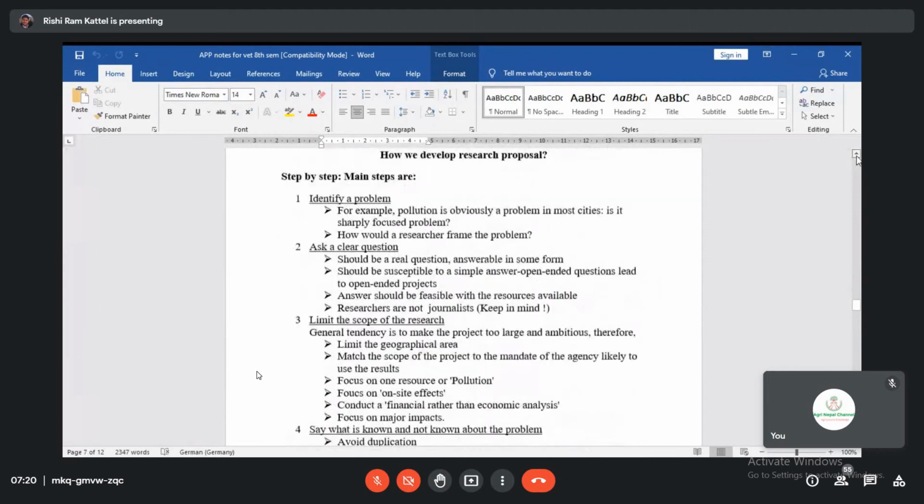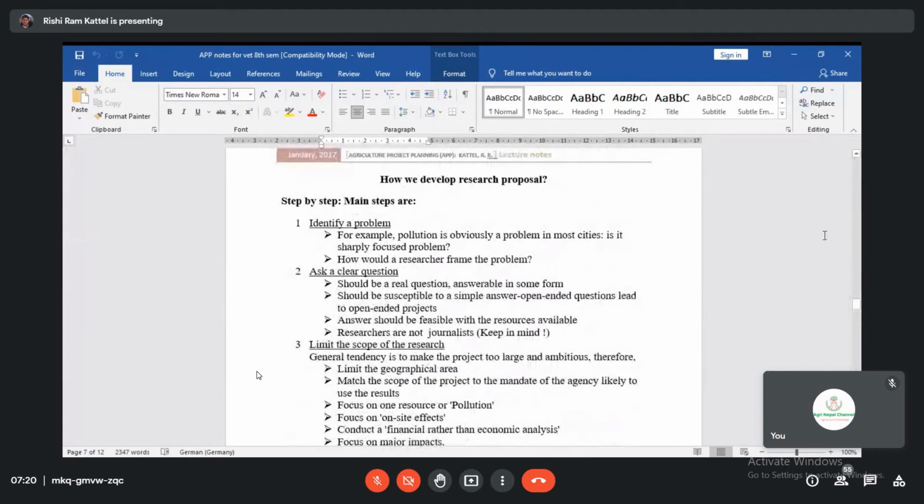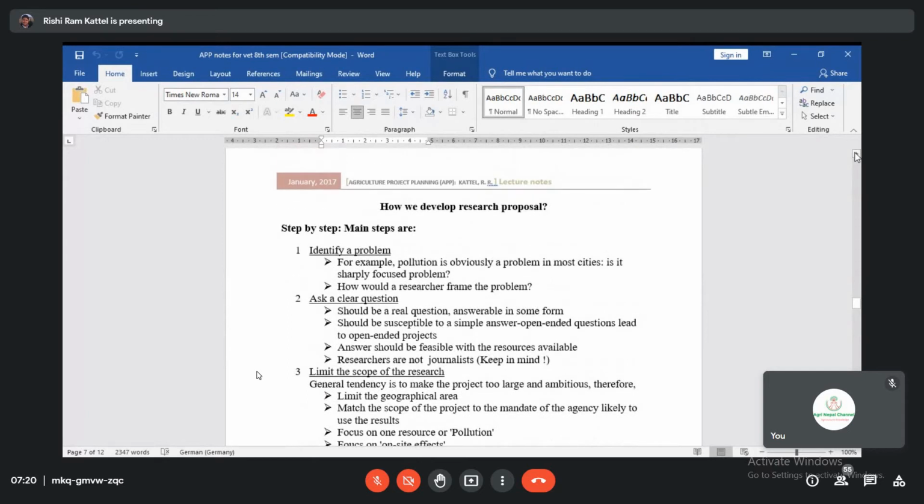Now we are discussing how we develop a research proposal very briefly. There are many steps. You know about this. You have already developed the proposal. Okay. Many steps, like identify the problem, we had already done.